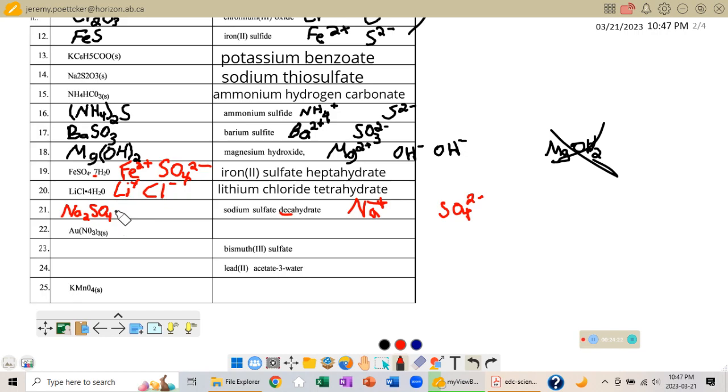So Na2SO4 dot, and this tells me it's decahydrate. Again, that's 10. So 10 H2Os.